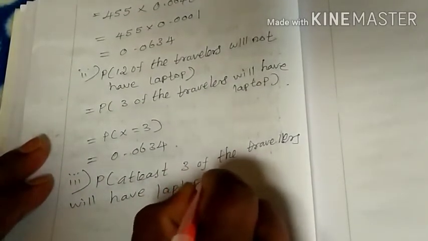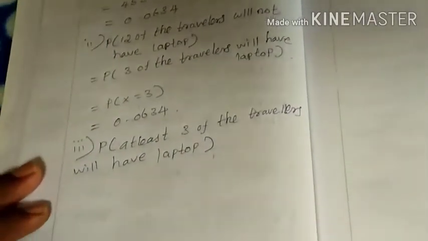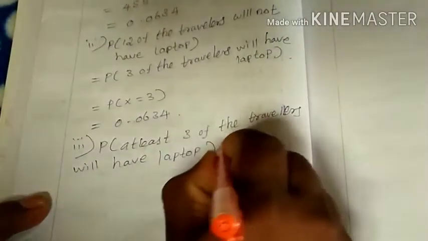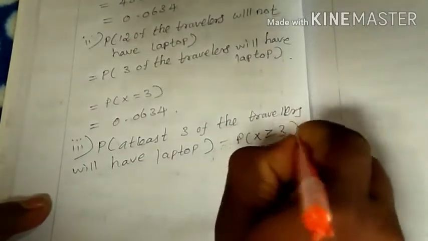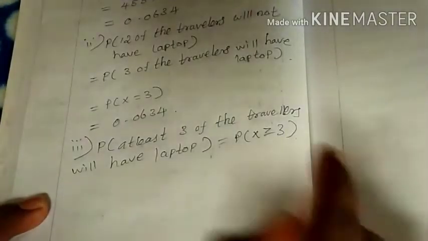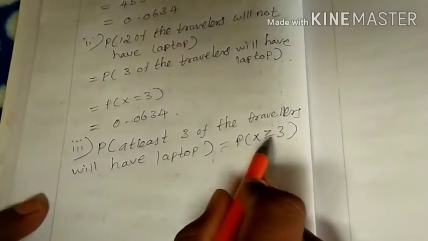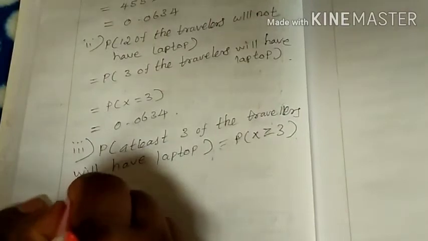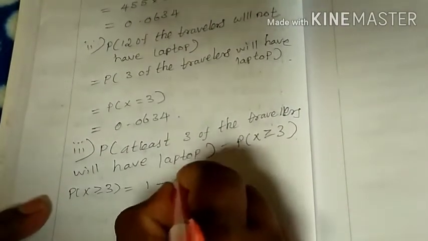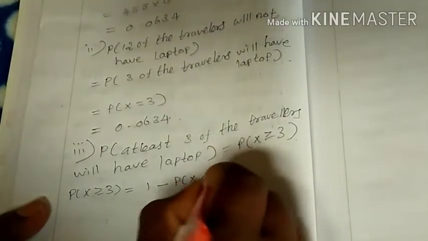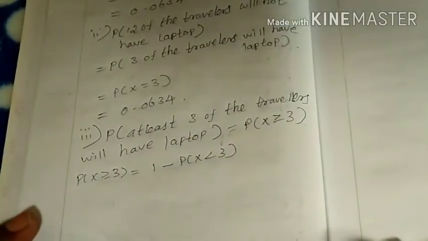Okay, this is your third question, which is equal to the probability of at least 3, represented as x greater than or equal to 3. The at least represents the symbol x greater than or equal to 3. P of x greater than or equal to 3 can be written in the form of 1 minus P of x less than 3. I already explained this step.